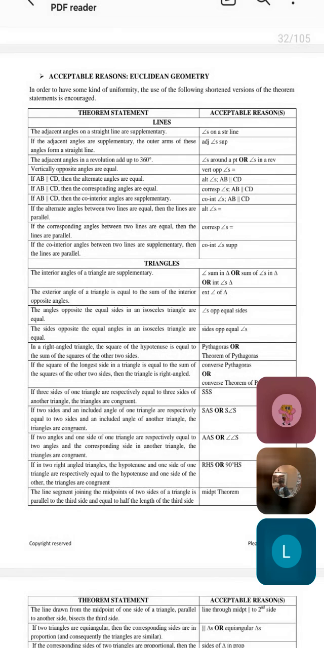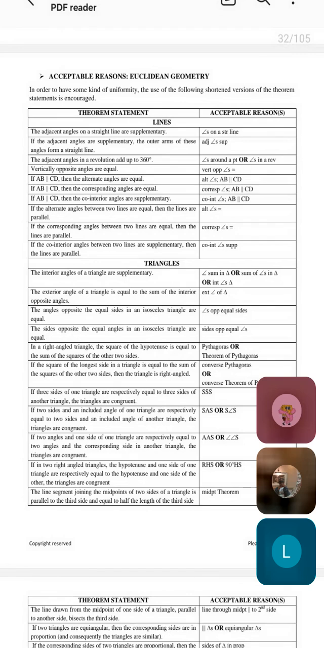Okay, you see sometimes we use this for triangles. The interior angles of a triangle are supplementary. All the three angles of a triangle add up to 180. Okay, there are the reasons that you can use. One of three: angle sum in triangle, the sum of angles in triangle, or interior angles of a triangle. Okay, one of these three are acceptable. You can use them whenever you can see that the three angles in a triangle add up to 180 degrees.